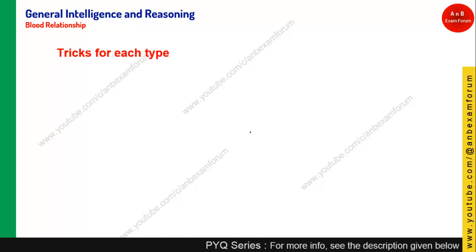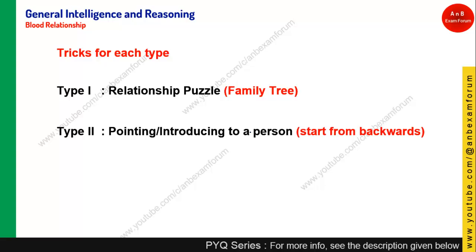The last topic for today's session is the trick for each type. The first trick for relationship puzzles is the family tree, and in each type you need to make the family tree. Family tree is the minimum theory, the minimum concept that you should know to solve these questions. But for pointing and introducing a person, you always start from the backward. This is a very important trick. Whenever you have such questions, go from the backward and make the family tree. I repeat, go from the backward and make the family tree.